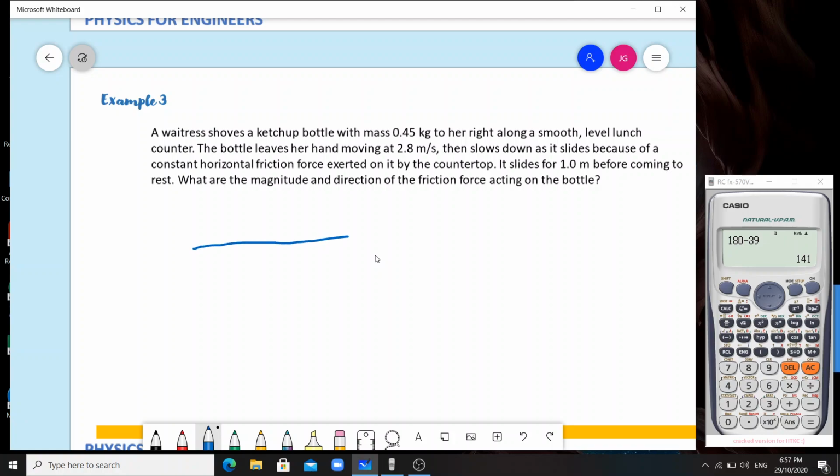So, for example, ito yung table na countertop. Ito si ketchup.